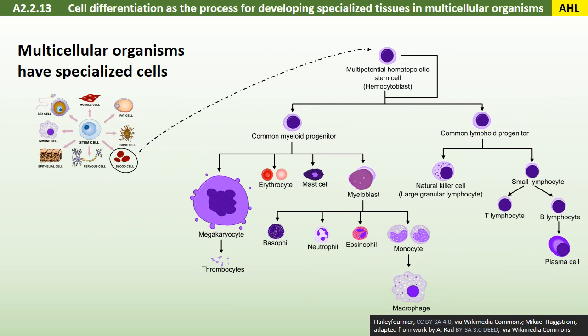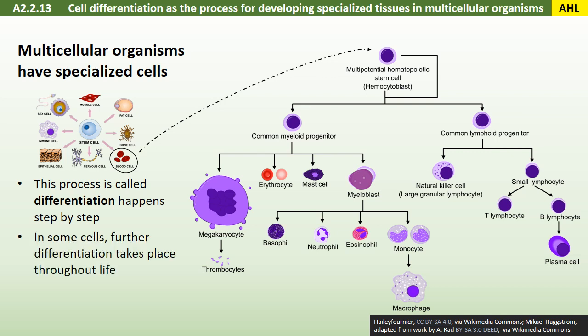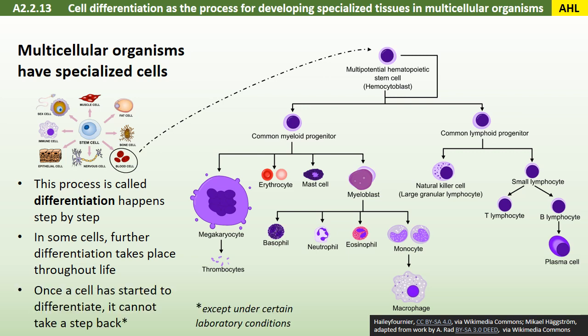This process of specialization is called differentiation, and it happens step by step. In some cells, further differentiation takes place throughout life. Once a cell has started to differentiate, it cannot take a step back.